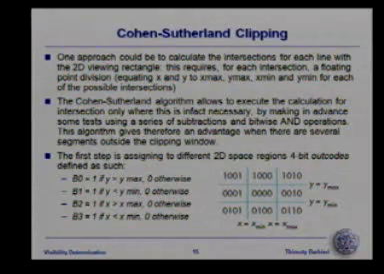So first method, Cohen-Sutherland. Cohen-Sutherland allows to execute the calculation for intersection only where this is in fact necessary. So the smart thing is, first, you determine if there is a possibility that there is an intersection. If there is, you calculate the intersection. Otherwise, you discard the segment because you know already that there is no intersection, before starting making the division and realizing that there is no intersection. So you avoid wasting time, which is good for our engineers.